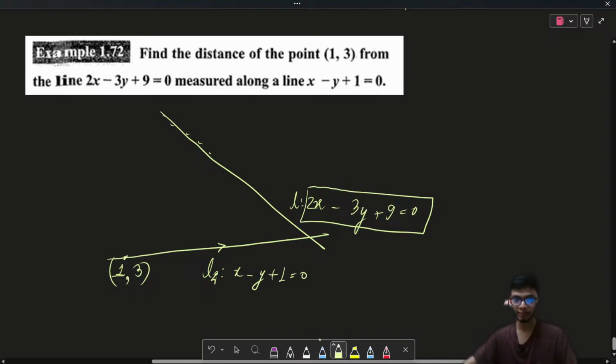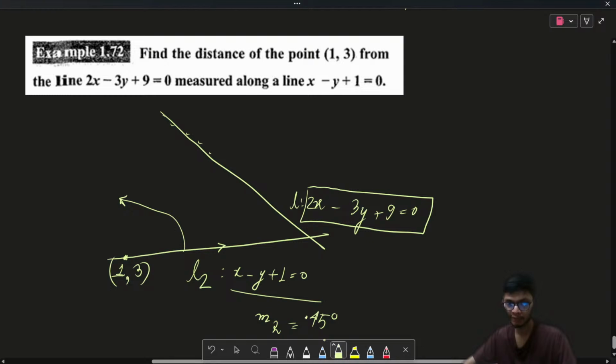So in order to solve this problem, the easiest and the safest way is just by finding the equation of this line L2 in the parametric form, right? So how am I going to do that? If I try to find the slope of this line L2, I will see the slope will turn out to be 45 degrees, just 45 degrees.